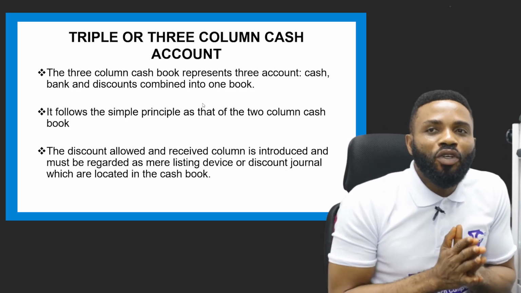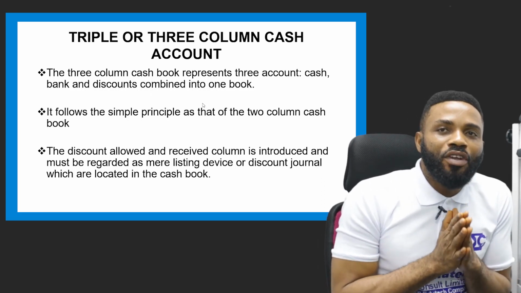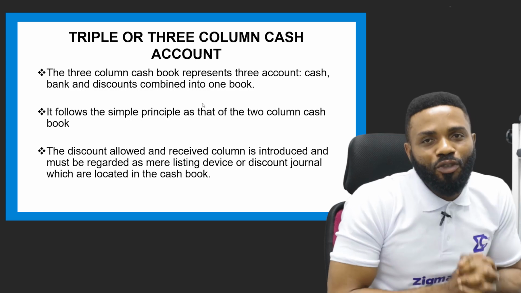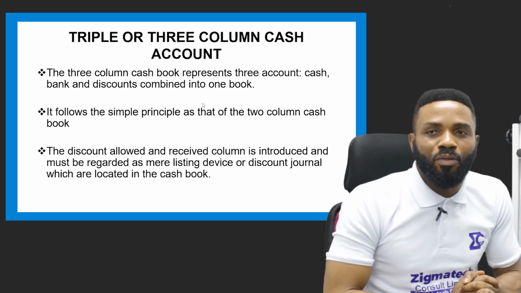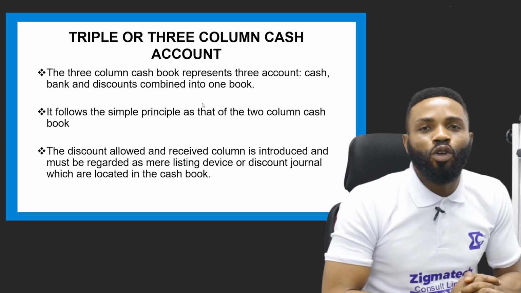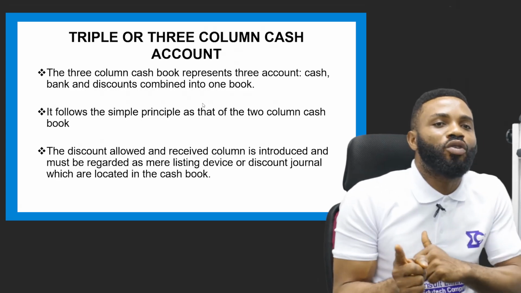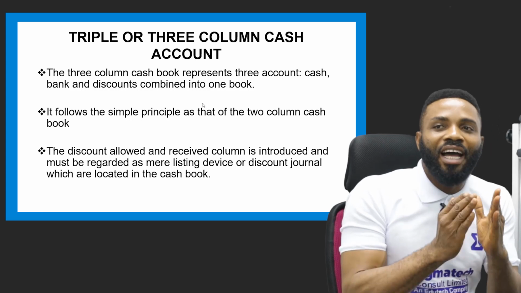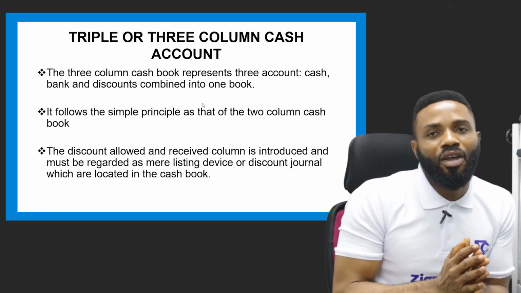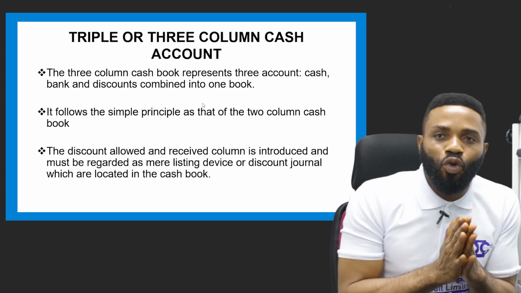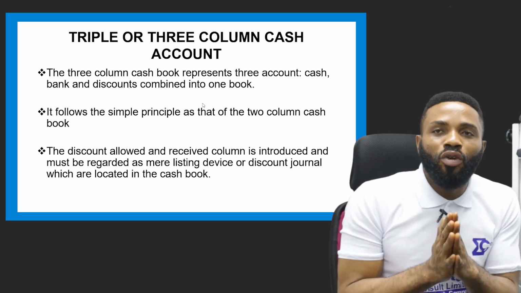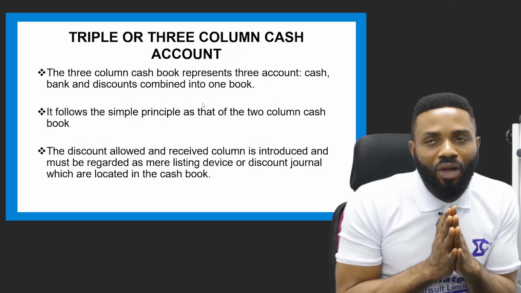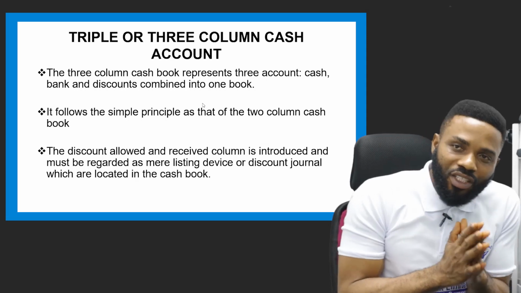Now, the second thing I want you to understand under the definition of three-column cash book is that it follows the simple principle as that of the what? Two-column cash book. We'll always be making reference to one-column and two-column cash book. There is a principle that must be adopted when you are preparing two-column cash book, and three-column or triple-column cash book is not an exception. It follows the same principle.